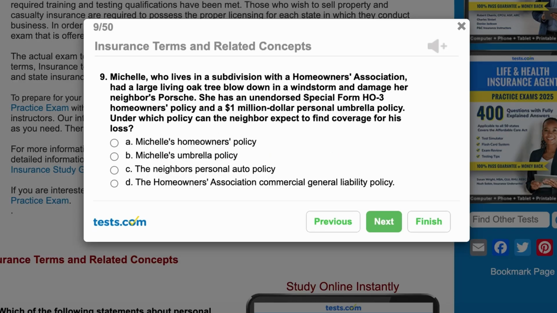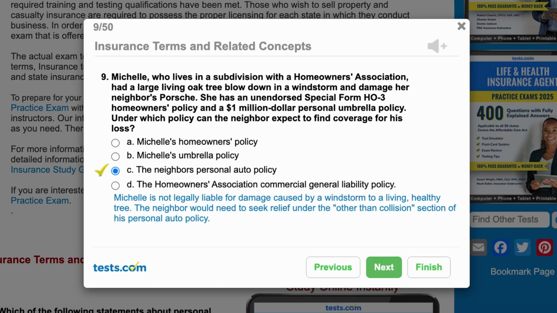Question number 9. Michelle, who lives in a subdivision with a homeowners association, had a large living oak tree blow down in a windstorm and damage her neighbor's Porsche. She has an unendorsed special form HO3 homeowners policy and a $1 million personal umbrella policy. Under which policy can the neighbor expect to find coverage for his loss? A. Michelle's homeowners policy. B. Michelle's umbrella policy. C. The neighbor's personal auto policy. D. The homeowners association commercial general liability policy.